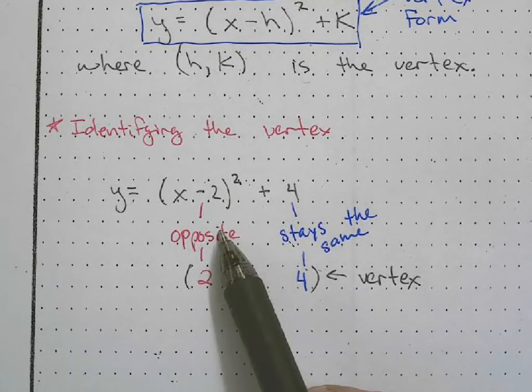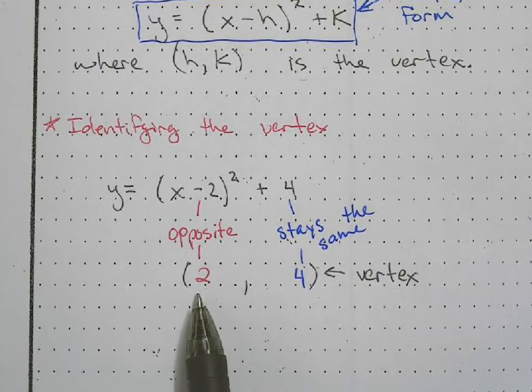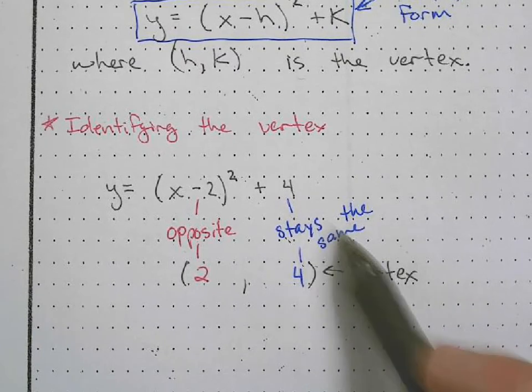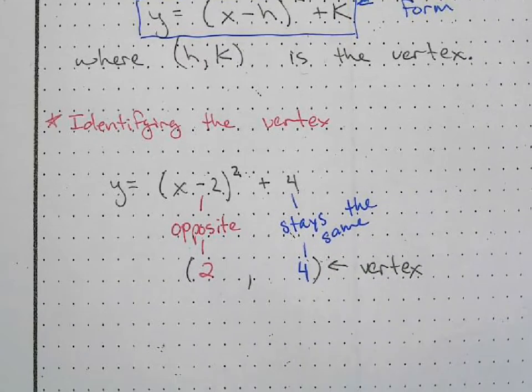So the value on the inside becomes its opposite. It's my x-coordinate. The value on the outside stays the same, and that's my y-coordinate. And that's the vertex.